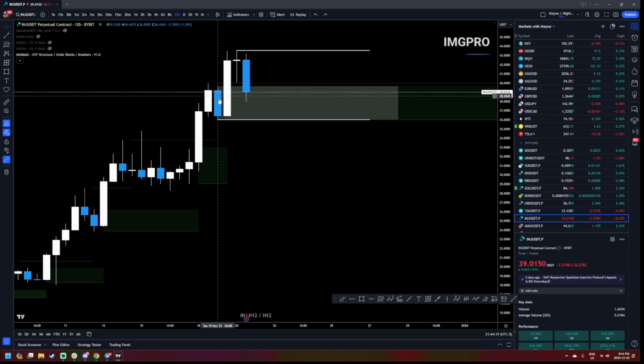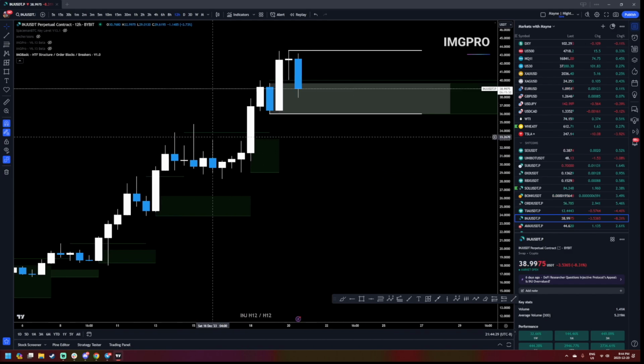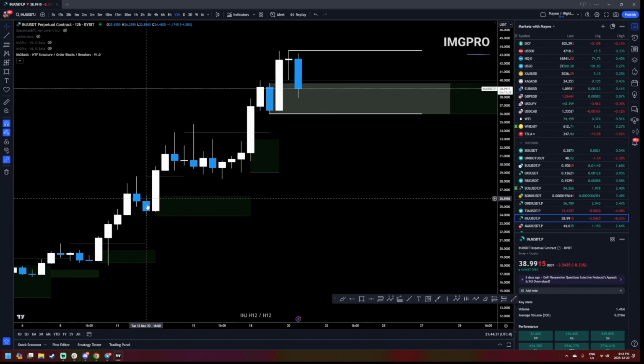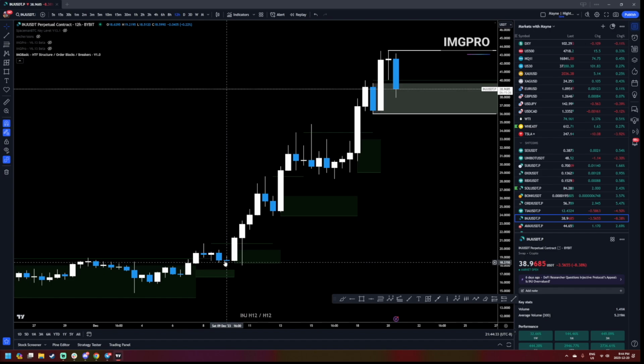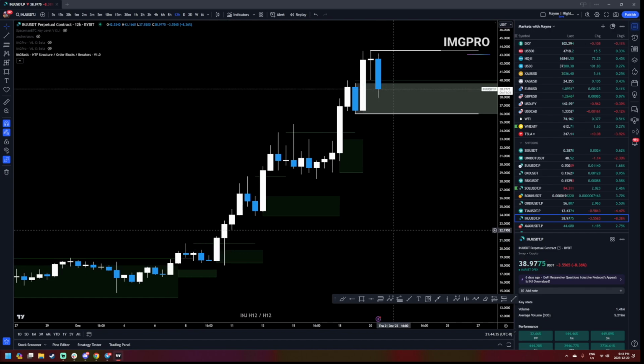Here is your down candle before an up move that takes out a high. That creates your bullish order block. And you can see here in green, it has created that order block. You can see it also was marked, this order block, right? This order block over here.